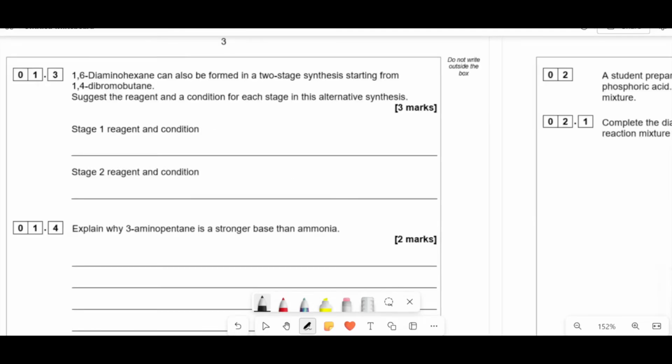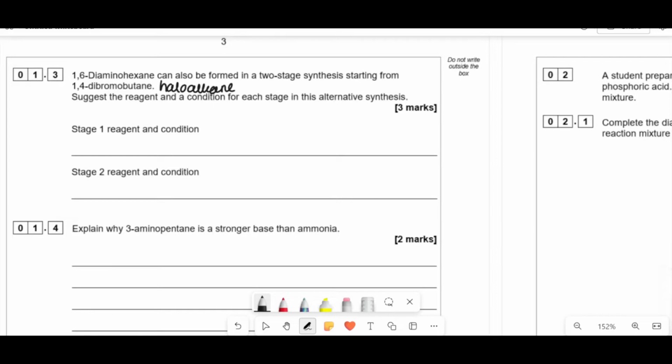So 1,6-diaminohexane can be formed in a 2-stage synthesis starting from 1,4-dibromobutane, suggesting the reagent and condition for each stage in this alternative synthesis. So what we're making here is 1,6-diaminohexane, and we're starting with bromobutane. So we've got a haloalkane, and we're switching to diaminohexane. We've now swapped the bromo for amino. So we need to think of another route to get there. One other route you can take, rather than just doing the obvious NH3, is you can swap it with something else with an N in it. We need to think of what we could put an N in.